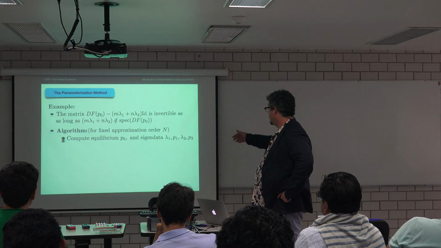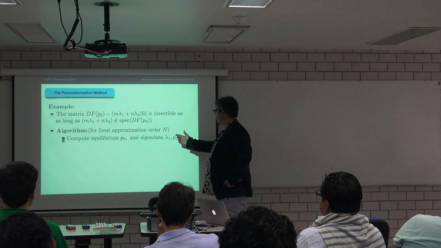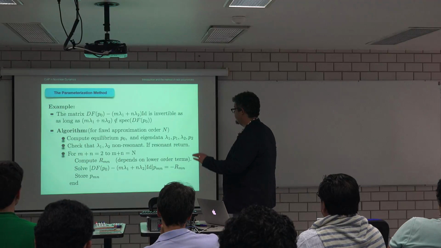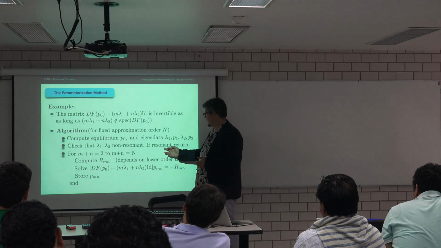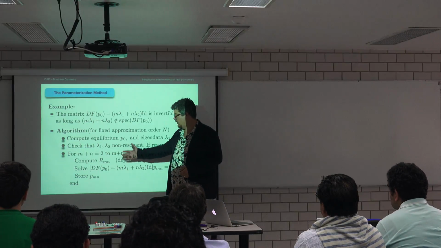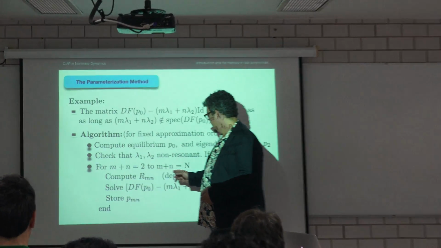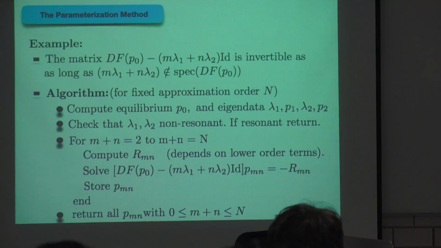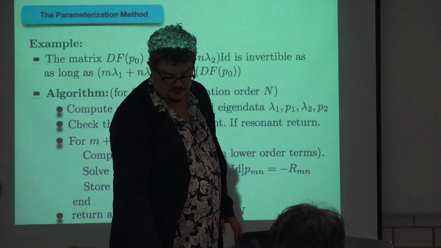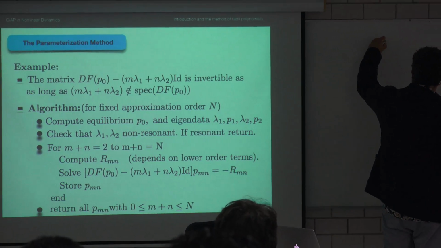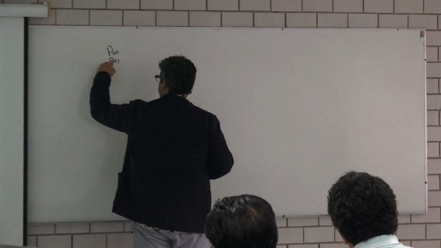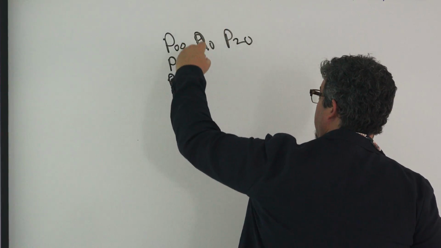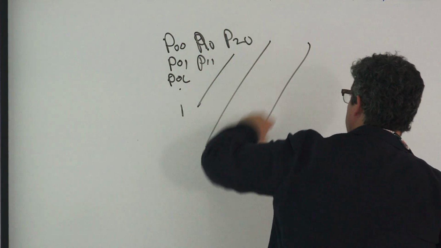So the algorithm is, now you compute the equilibrium, now you have 2 eigenvalues and eigenvectors to compute, and now you have a double loop. You should now check whether things are resonant. If they're resonant, you stop. If they're not resonant, you keep going. From order 2 to order n, you solve these equations, and you return all of these power series coefficients. This is more like a matrix, right? You have P00, P01, P02, and so on, P10, P20, P11. It's a data structure like this.